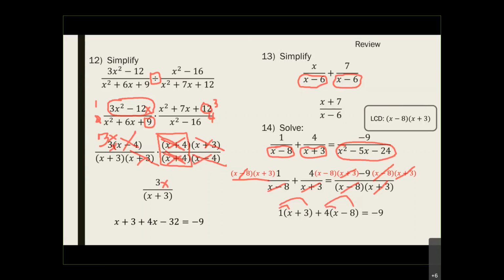Now what do we do? Combine like terms. What are my like terms? Hopefully you say the like terms are the x and the 4x, and vice versa, the 3 and the negative 32. So x plus 4x gives you 5x. And 3 take away 32 gives you negative 29, equal to negative 9. That gives us 5x equal to negative 9 plus 29, which gives 5x equal to 20. Divide by 5, and you have x equal to 4.